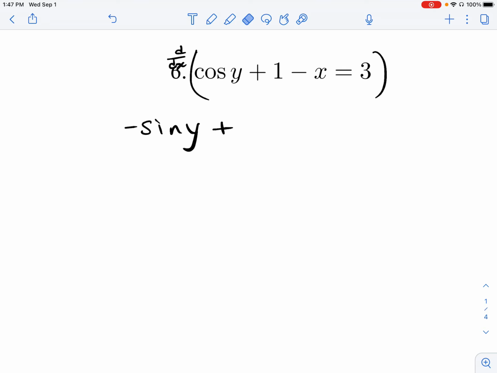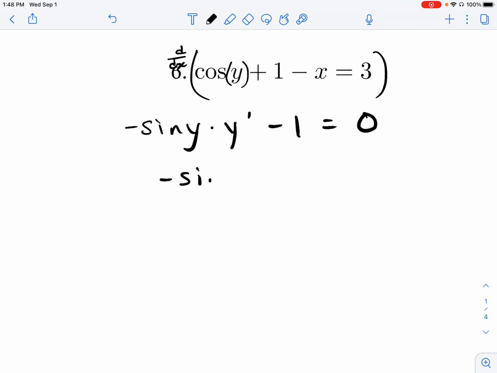Oh, and you know what? I forgot something. I'm moving too fast here. The derivative of cosine y is negative sine y, but since our argument is y, I've got to apply the chain rule. What is the derivative of y with respect to x? Well, that's y prime. Okay, so that was the chain rule: derivative of the outside times the derivative of the inside. Now, I'm going to continue on. The derivative of 1, we said, is 0. The derivative of negative x is negative 1. And the derivative of the right side is 0.